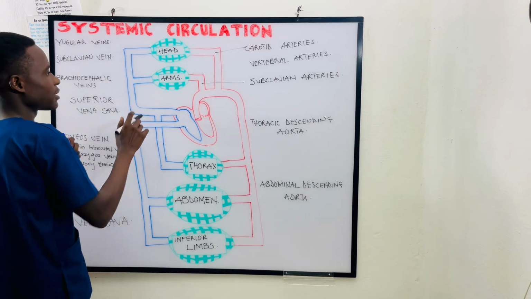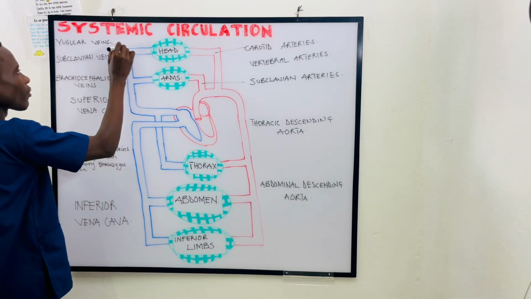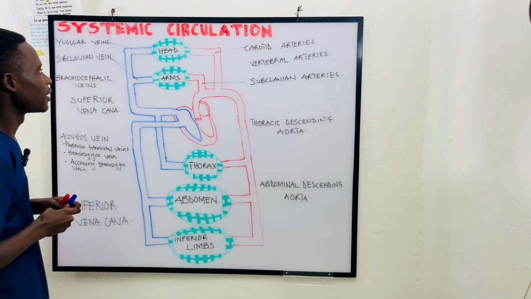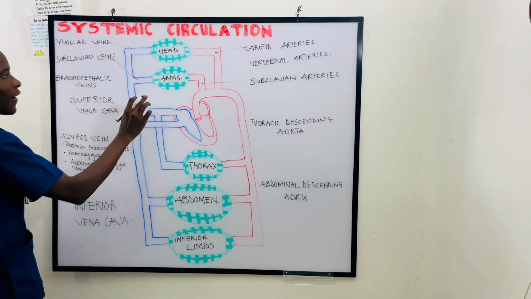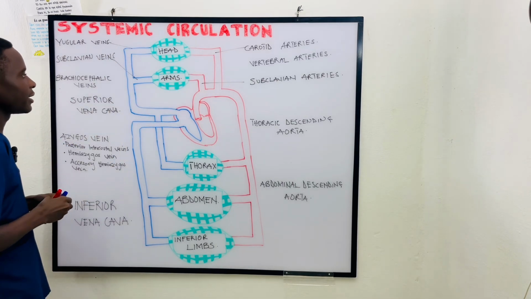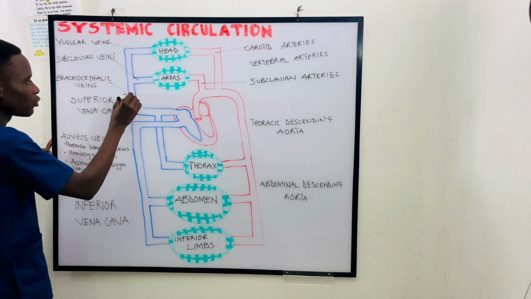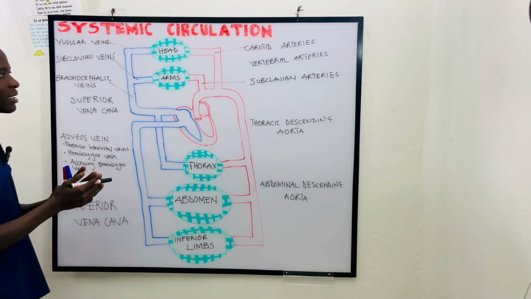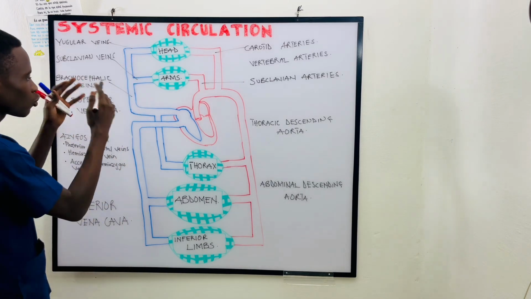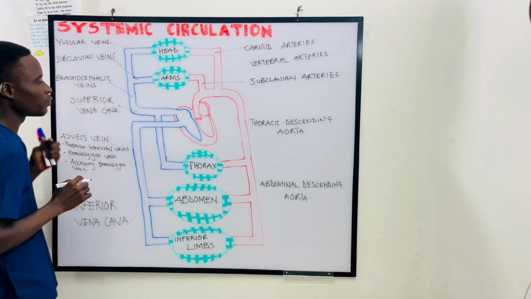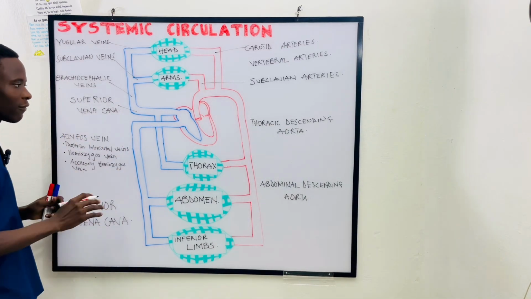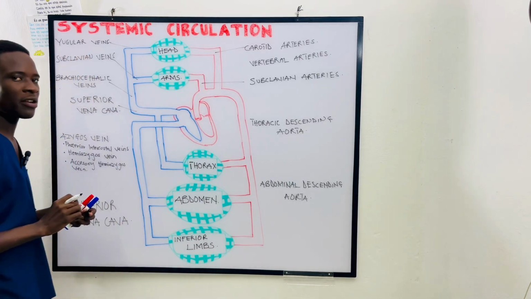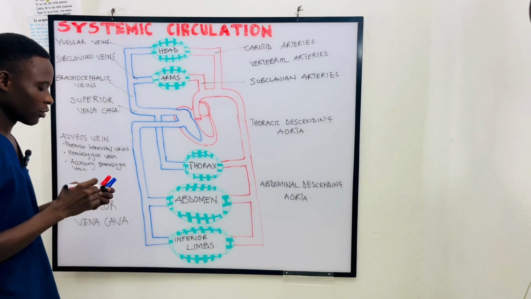And then from the arms, we have the subclavian vein. The subclavian veins will also carry the blood from the arms, and then the two will deposit it into the brachiocephalic vein. The brachiocephalic veins, after they get the blood from these areas, will deposit it into the superior vena cava. And then the superior vena cava will transport it into the right atrium so that the pulmonary circulation will occur to get it oxygenated.